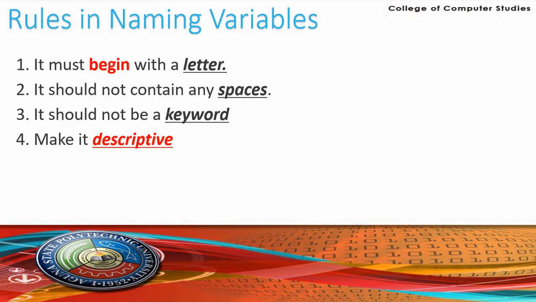So here are the rules in naming variables. Number one, it must begin with a letter. Okay? Second, it should not contain any spaces. Number three, it should not be a keyword. When we say keyword, this is a reserved word, a word that is predefined. Okay, a word that has a different meaning, that cannot be used for another purpose, because it's already been set. And number four, make it descriptive. Make sure the name of the variable has something to do with the value that it represents.